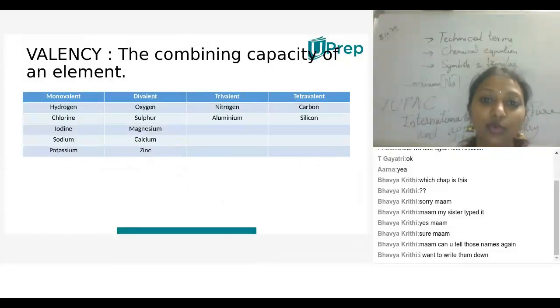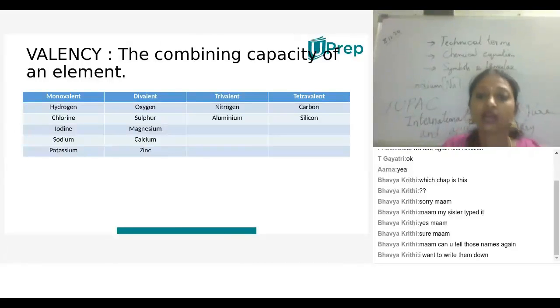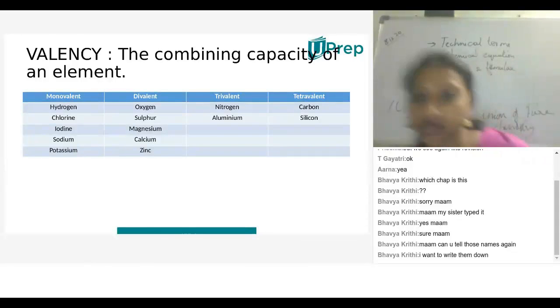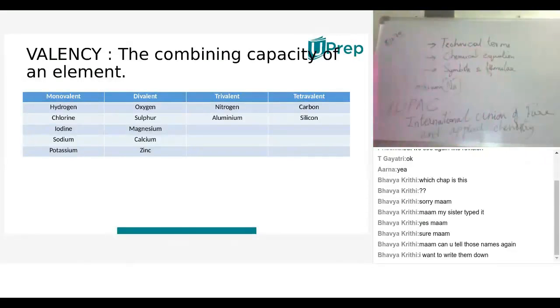Excellent. Excellent answer. It's nothing but 2n square. According to 2n square, we'll divide and we'll calculate the valency of the elements. So how did we arrive at this 2n square?